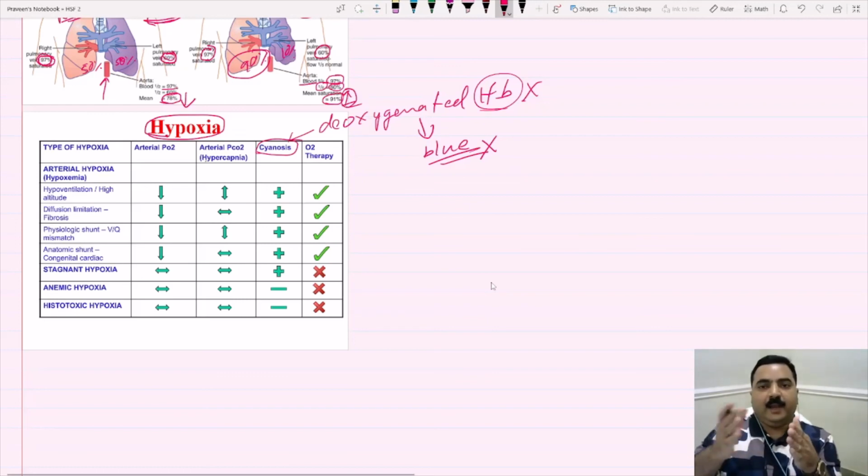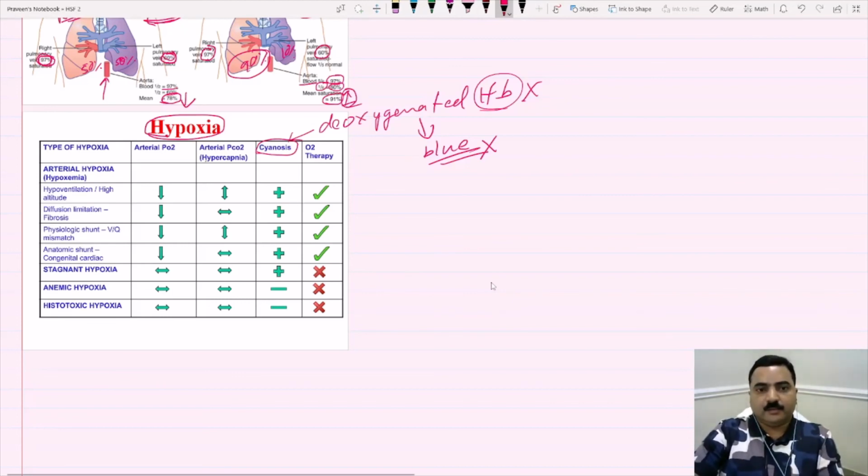It is pale. You cannot show the red color, the redness, as well as no blue color, because oxygenated blood is red in color and deoxygenated blood is blue in color. If you don't have hemoglobin, like in anemia, you cannot show cyanosis. So what you observe when you look at the eyes or somewhere will be pale in color, not blue in color.